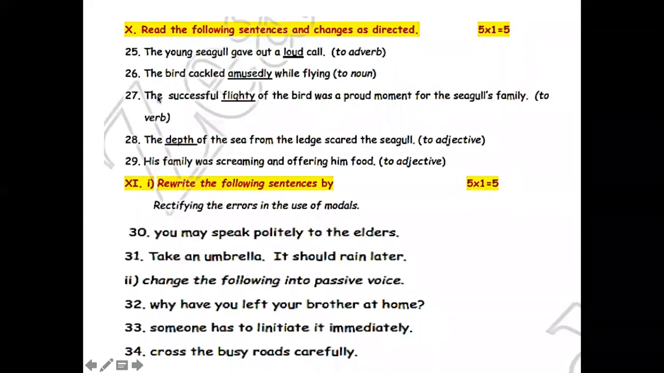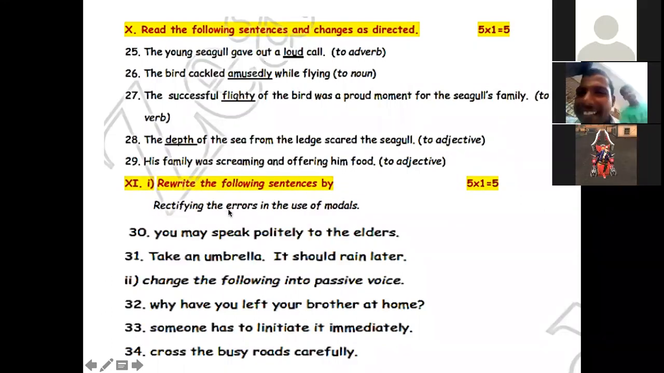Now here you have the successful flight of the bird was a proud moment of the seagull family. So this word should be changed to verb. Now the depth of the sea from the ledge scared the seagull. So this noun should be changed to adjective. His family was screaming and offering him food. Here, the screaming has to be underlined. It is not underlined. The screaming has to be underlined. The same question you have in the book back also. You can just go through your book back, learn it, and then you can write.